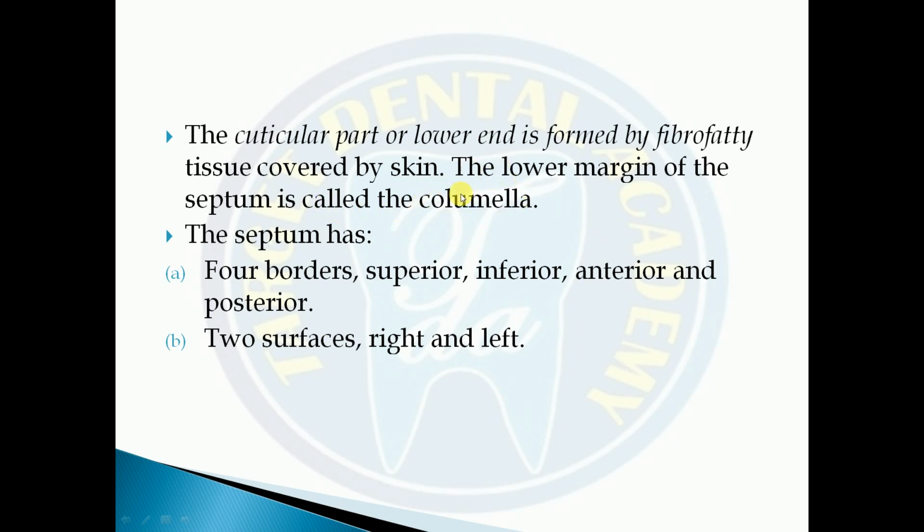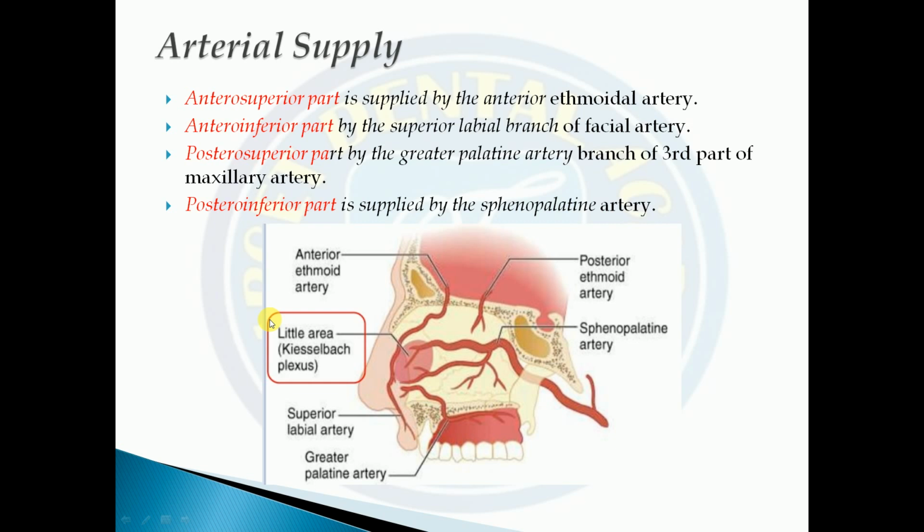And the septum has 4 borders and 2 surfaces. The 2 surfaces divide the nose into right and left, and the borders are the superior, inferior, anterior and posterior. Coming on to the arterial supply, this is the anterior superior part, this is the anterior inferior part, this is the posterior superior part, and this is the posterior inferior part.